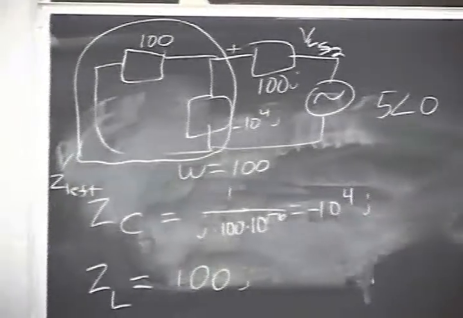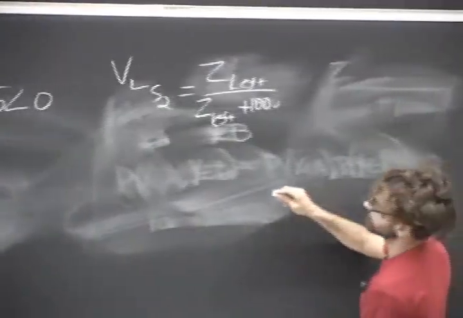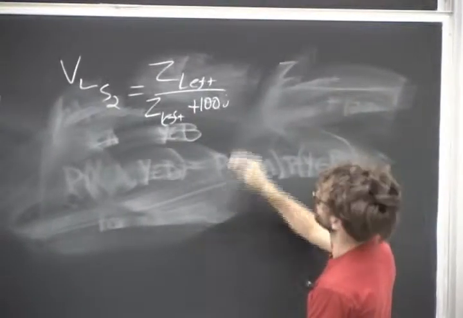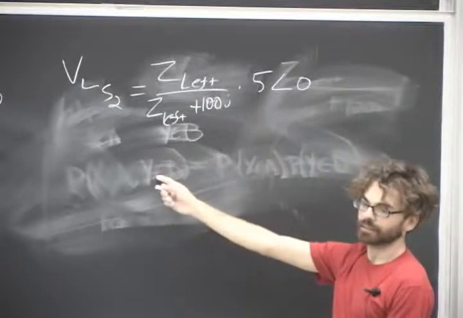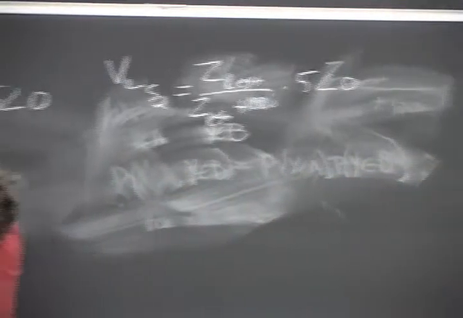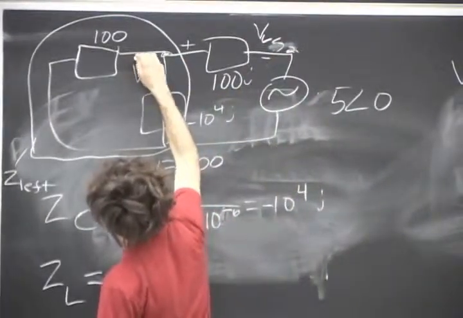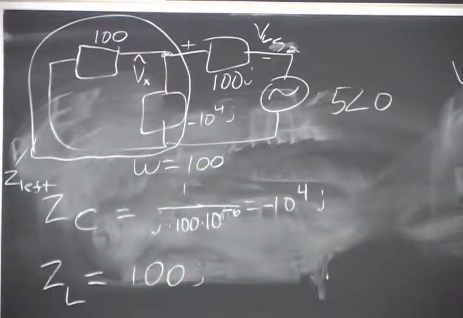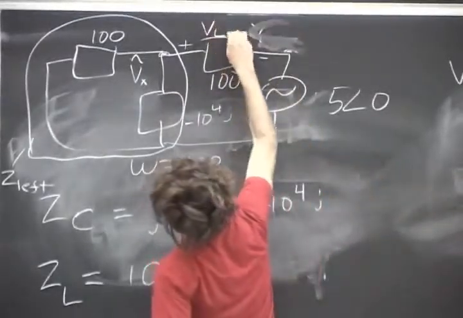Okay, cool. So here, we're not done, right? We want VLS2. What's it going to be? Times 5 angle 0. Okay. That's not everything though, right? So what does this quantity tell us? So I'll give you another thing. Let's call this V hat X. Okay. Are V hat X and VLS2 the same number? No, right? You see why, Dan? This is V hat X. This is VLS2. Sorry, VLS2 is the voltage across them, right?